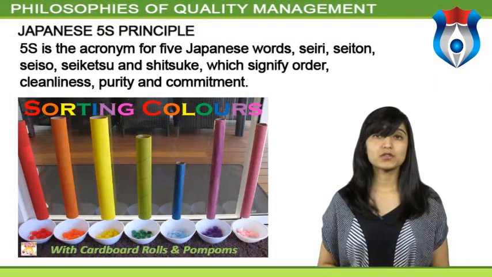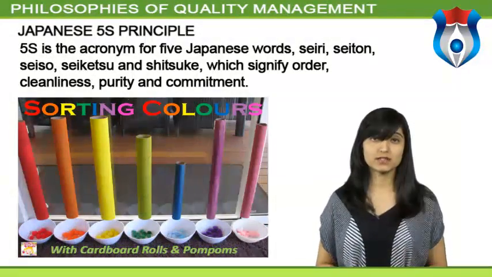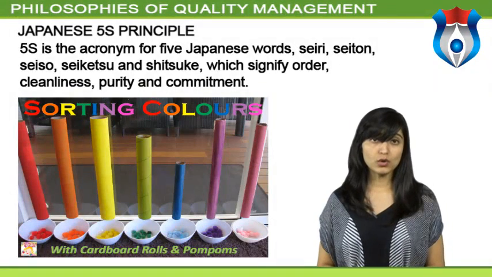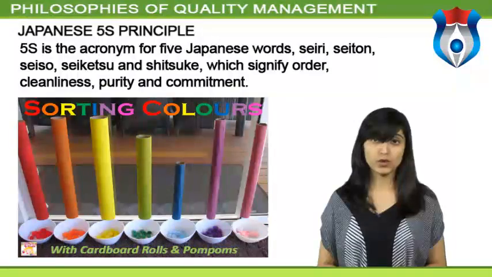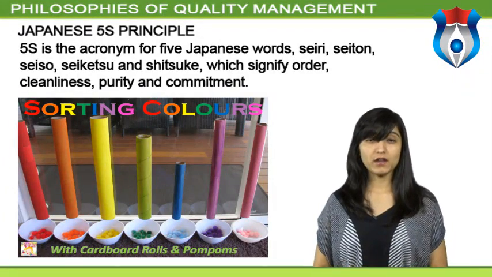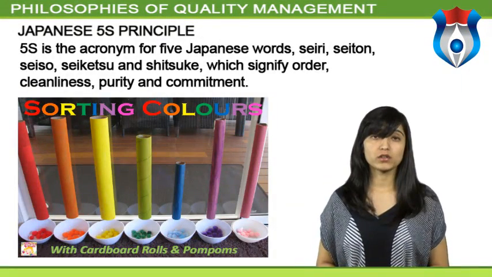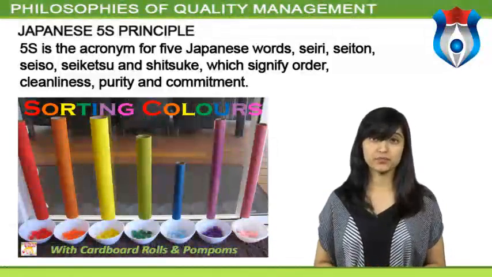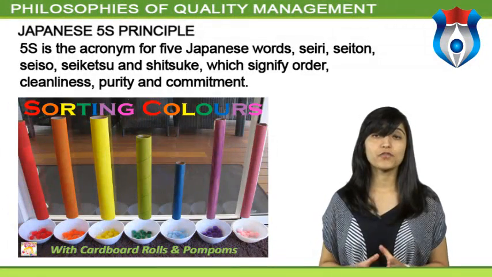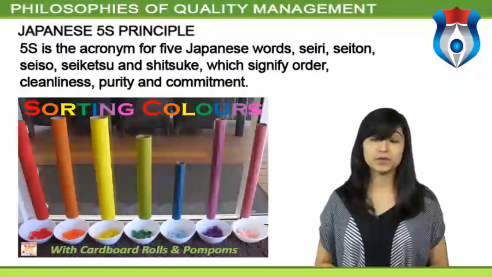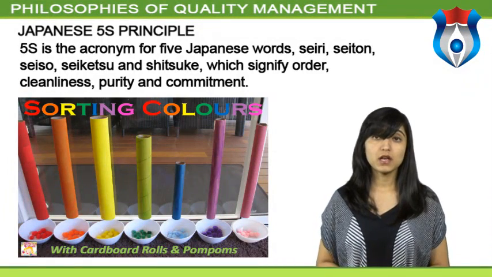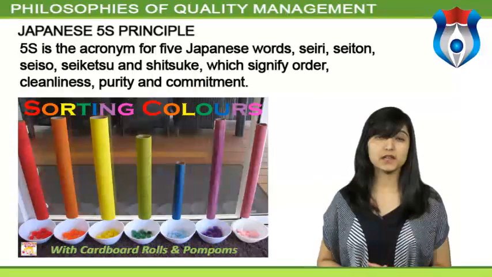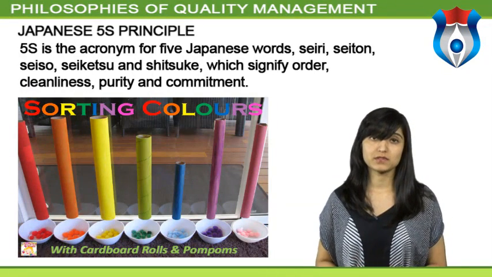5S is the acronym for 5 Japanese words: Seiri, Seiton, Seiso, Seiketsu and Shitsuke, and which signify order, cleanliness, purity and commitment. The principles underlying a 5S program appear to be common sense, and they are, but until the advent of 5S, many businesses ignored these basic principles.